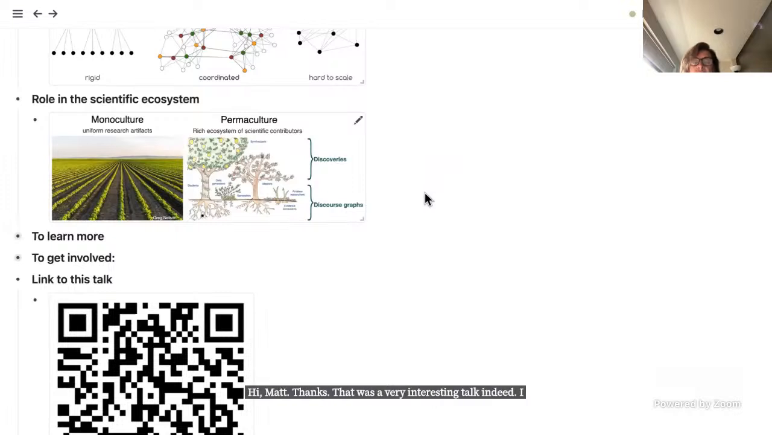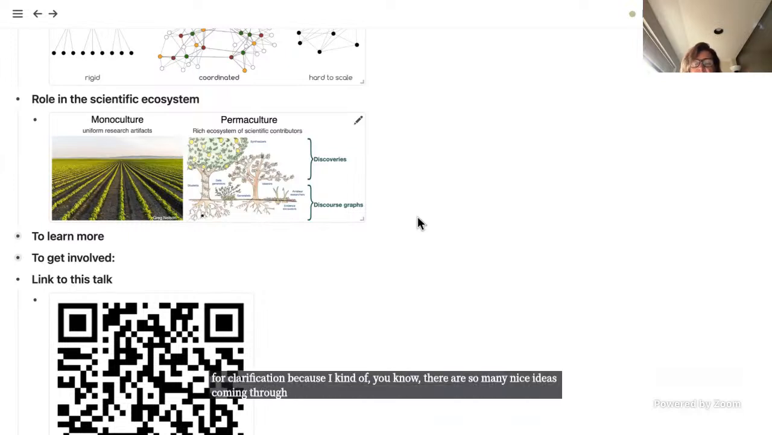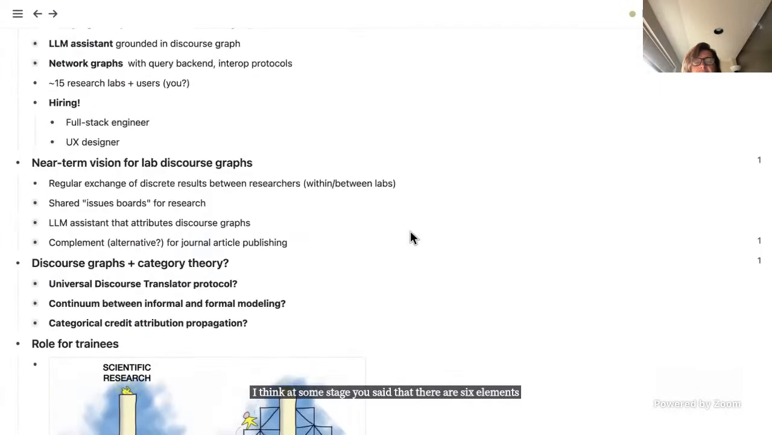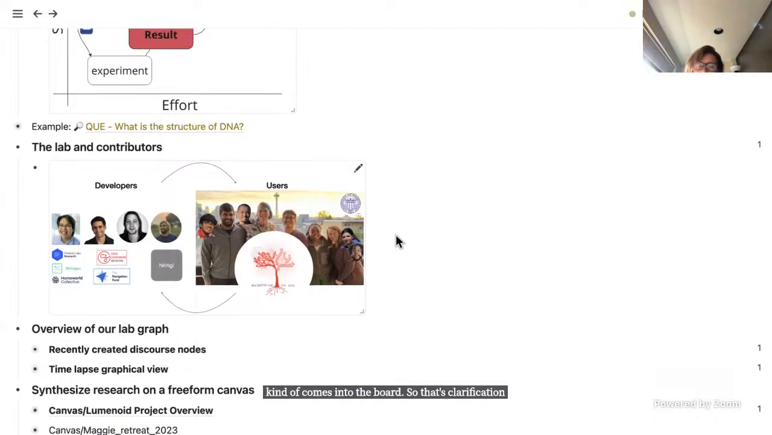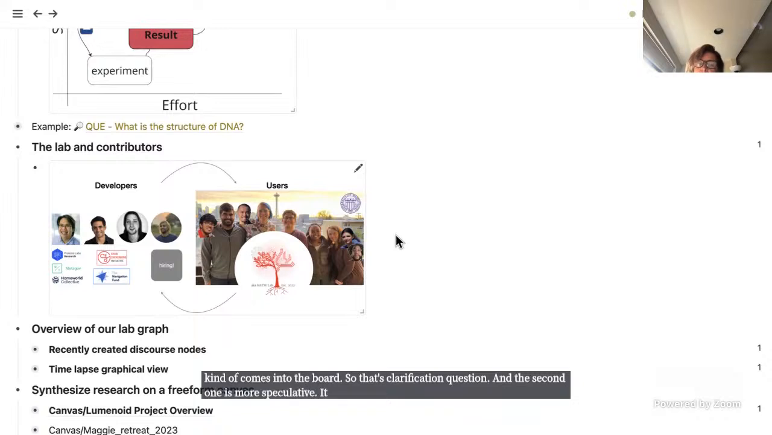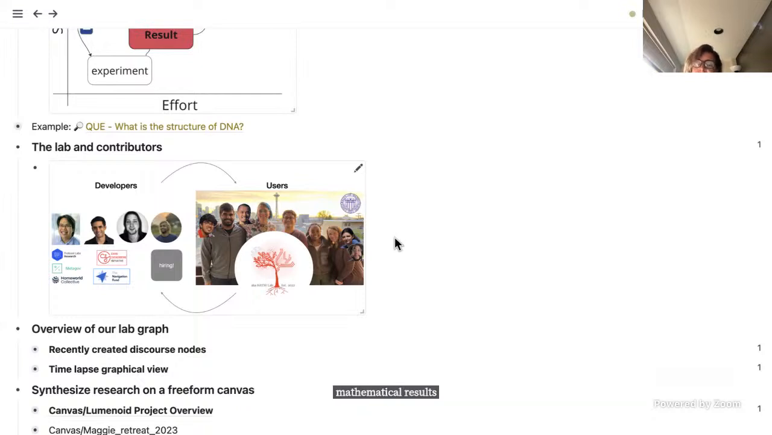I have two questions. One is just for clarification because there are so many nice ideas coming through. I think at some stage you said that there are six kinds of elements that the dashboards keep track of, things like questions, claims, evidence. But I thought I saw more than six sorts of elements. What exactly comes into the board? And the second one is more speculative. Has anyone already tried to use these ideas for more mathematical results? The motivations that you give are very much like the motivations that people doing mathematics have.